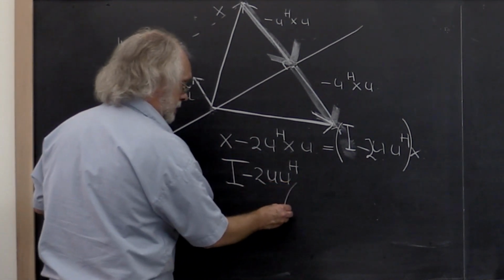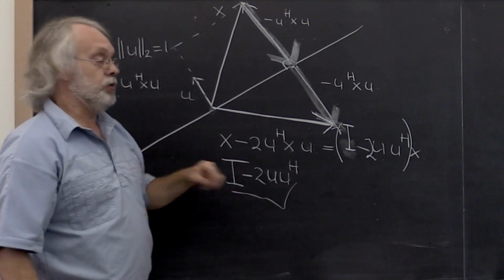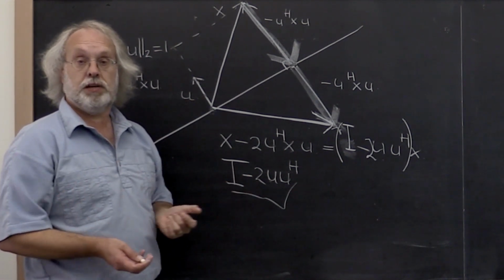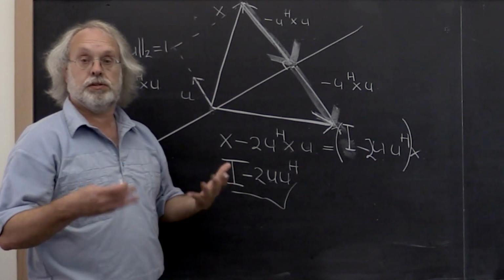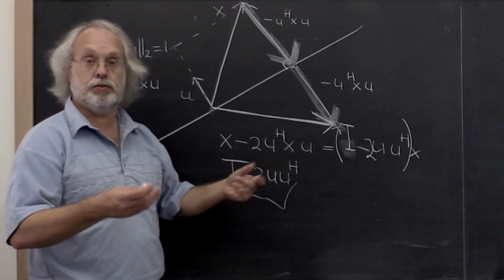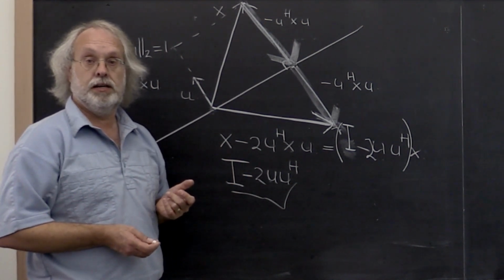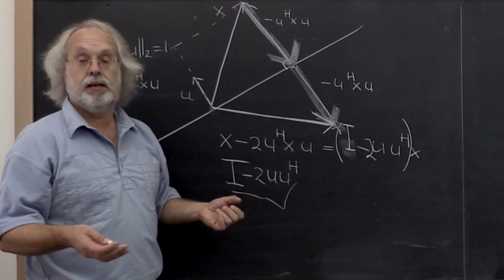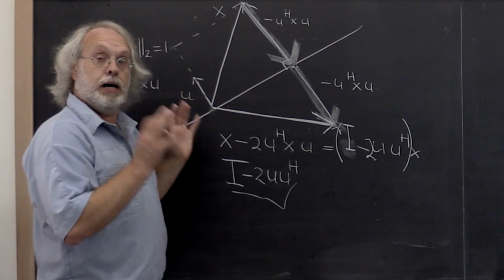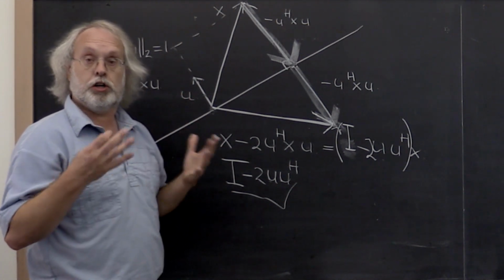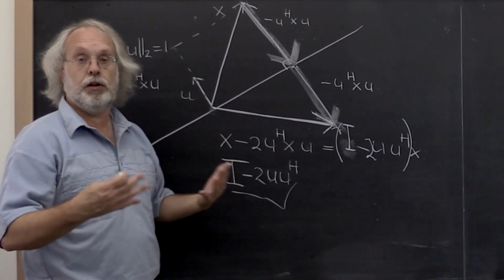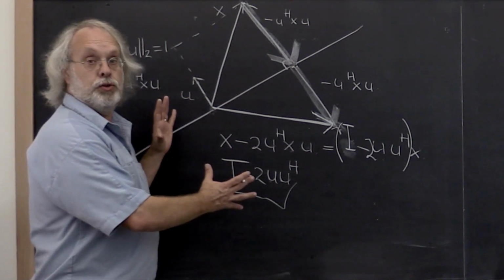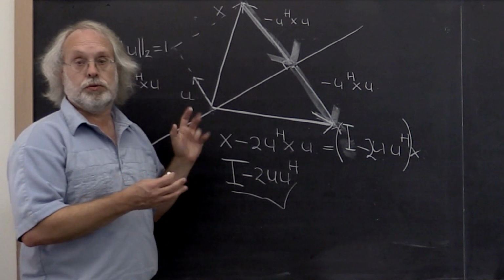This right here is sometimes called a reflector. It's sometimes called a Householder transformation, because Householder is the one who discovered how to utilize it effectively. And sometimes it's called a Householder reflector. Householder transformations are going to become our friends. Many algorithms we're going to see going forward are going to use and abuse Householder transformations.